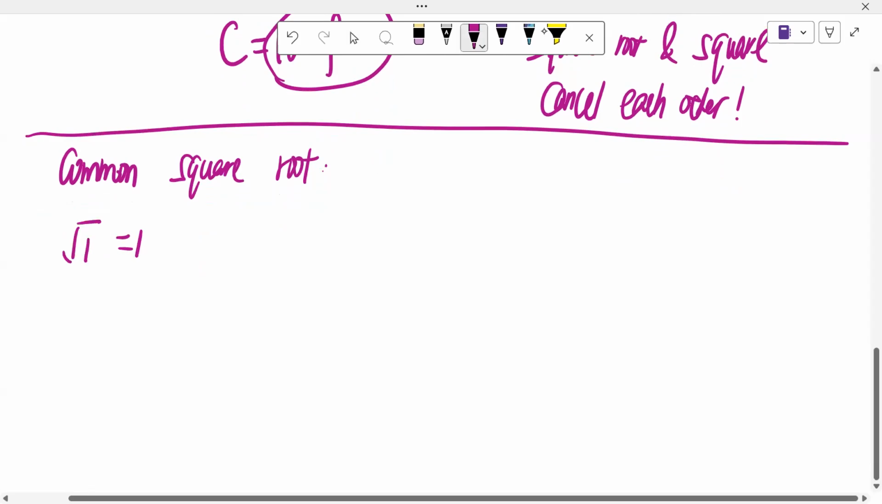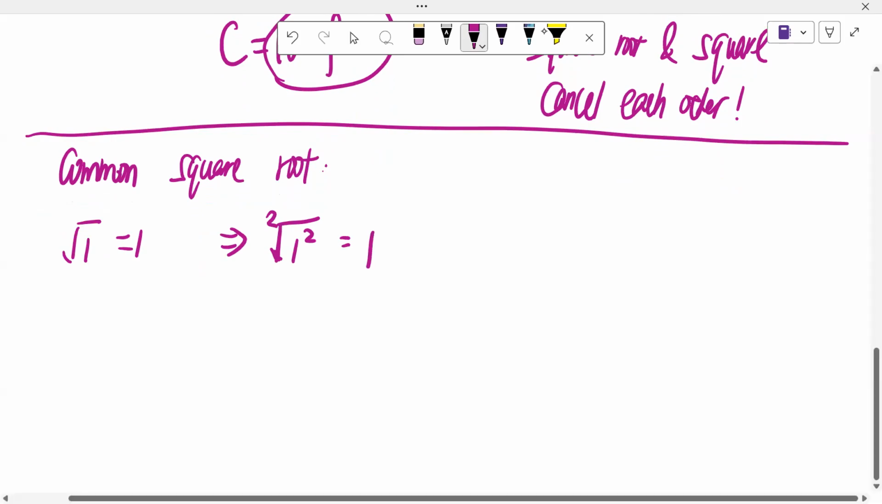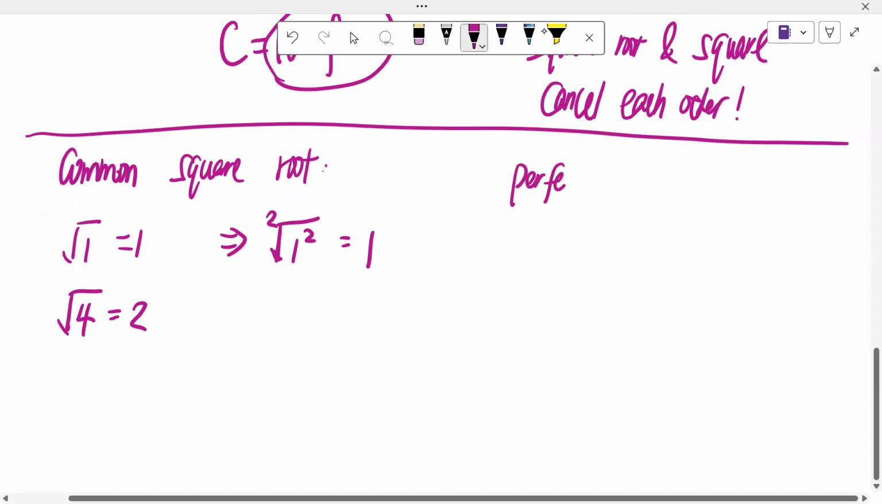It's 1, right? Why is that? Because this is the square root of 1 squared, and the square and the square root, by default there's a 2 here, they cancel each other, so that's why it's 1. Also, the square root of 4 is 2. And all those numbers we call perfect numbers. So there's a list of the so-called perfect numbers.